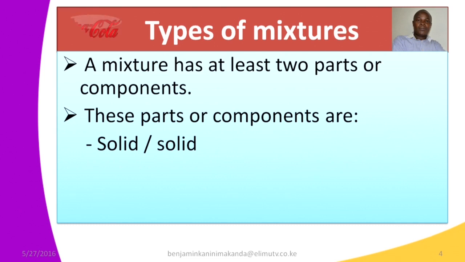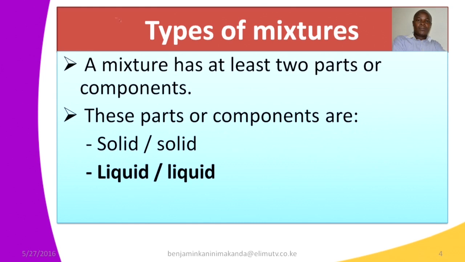A good example of a solid mixture is when you take rice and beans. Rice is in solid state, beans are also in solid state. So we have this component as solid. The other component of mixture is liquid and liquid. Now let's give an example of a liquid mixture. Take water, mix with milk. Then we have a mixture of water and milk. That one again is a liquid mixture.